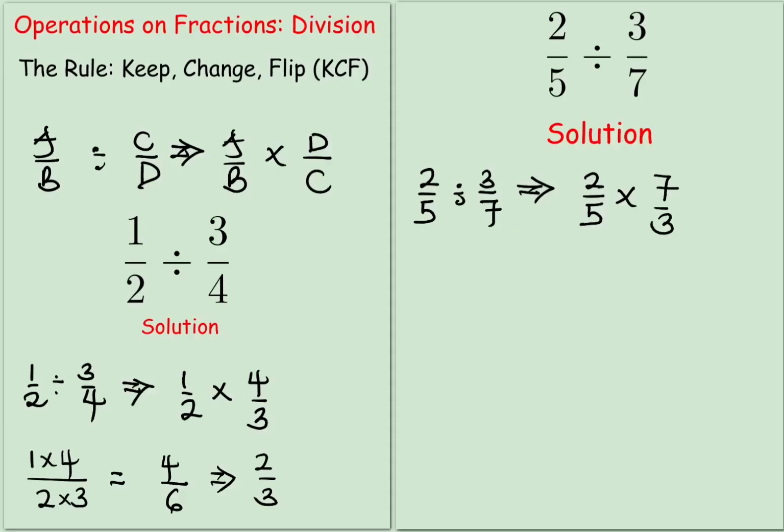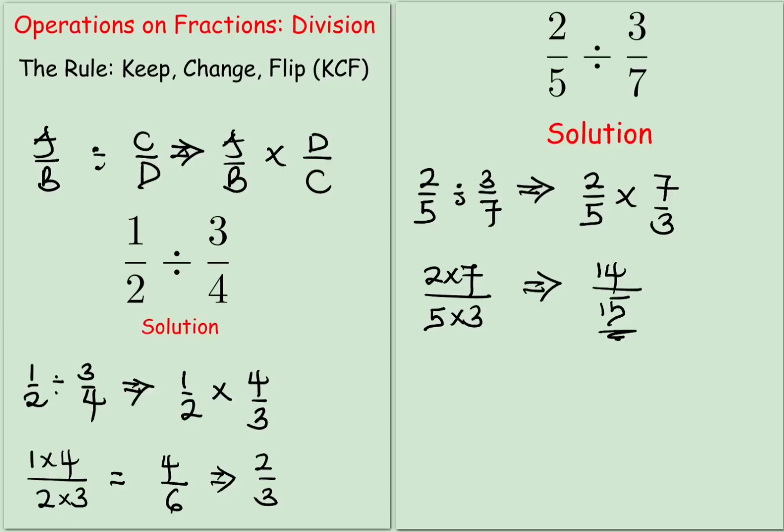Now this is a multiplication problem. Since there's nothing to simplify, we go straight forward to do our multiplication. So we have 2 times 7 all over 5 times 3. 2 times 7 gives us 14, and 5 times 3 is 15. We can't simplify this further. Hence, 14 over 15 is our final answer.